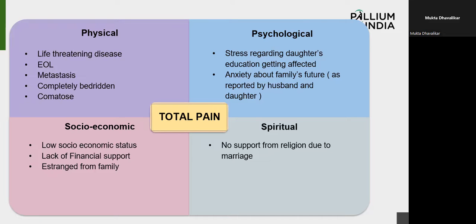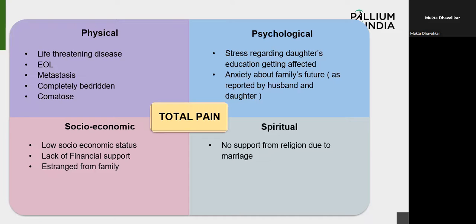Speaking of physical pain, definitely there was metastasis, there was life-threatening disease, the patient being in end-of-life stage, being completely bedridden and comatose. Some of the socioeconomic factors which could have added to the total pain, as I said, were lack of financial support, poor financial conditions, being estranged from family, so having no other social support from the community.